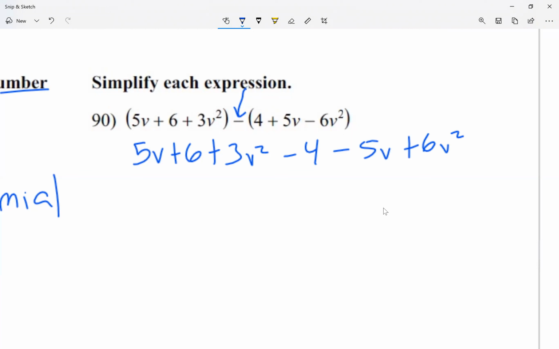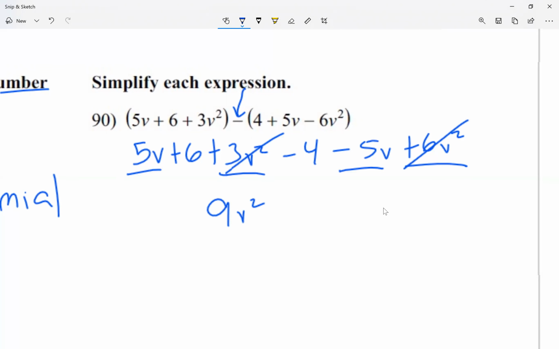Okay, notice how I changed the signs of each. If it was a positive 4 or a positive 5, I change it to negative. If it was a negative 6, I change it to positive. And that's because of the minus in between the parentheses. If it was a plus, don't change the signs. Okay, so I wrote everything without parentheses. So I'm going to combine like terms. The highest exponent is v to the second. So I'm just looking at 3 plus 6. That's going to give me 9v to the second. Let me cross them out so I know I already used it. And then I see 5v minus 5v.